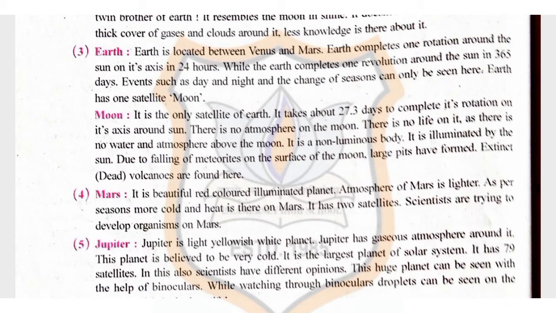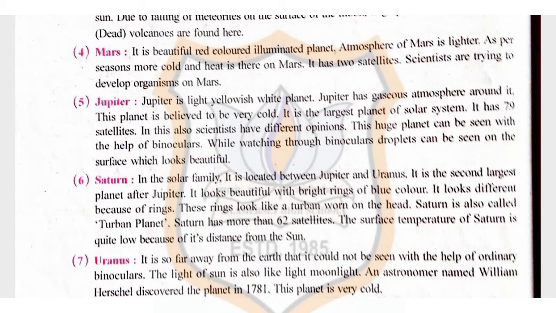Next is Mars. It is a beautiful red colored illuminated planet. The atmosphere of Mars is lighter. As per season, more cold and heat is there on Mars. It has two satellites. Scientists are trying to develop organisms on Mars.